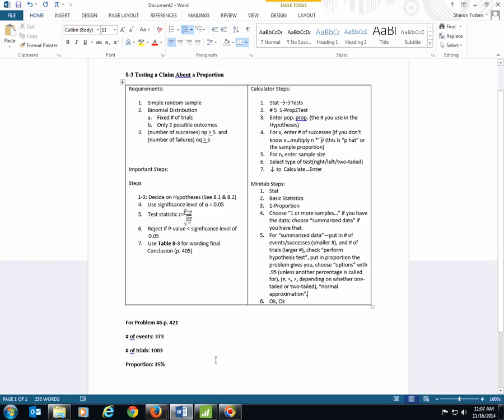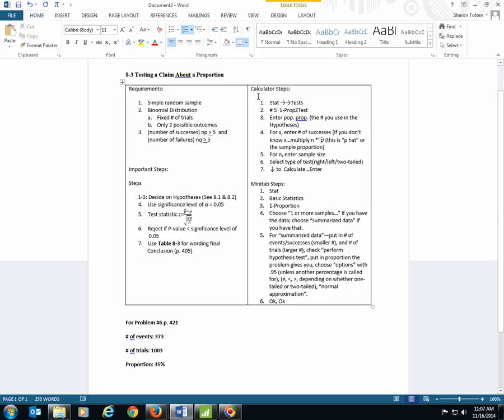Alright, let me show you a Word document that we use in my on-campus class. This gives you the requirements for testing a claim about a proportion. It gives you the important steps and the questions you need to ask yourself. It gives you the way to find the z-score if you're doing this by hand, and some important information about whether you reject or fail to reject your null hypothesis.